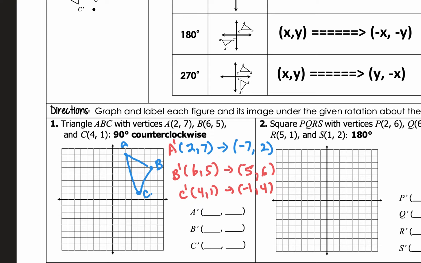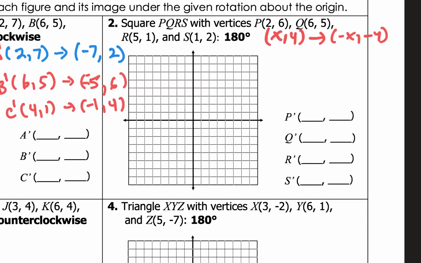So let's go ahead and graph that. So there's our rotation. So remember that when you rotate counterclockwise, and we need to get to A prime, B prime, and C prime, you have to switch the x and the y, and then of course the x becomes negative. The next one we're going to do is 180 degrees, okay?